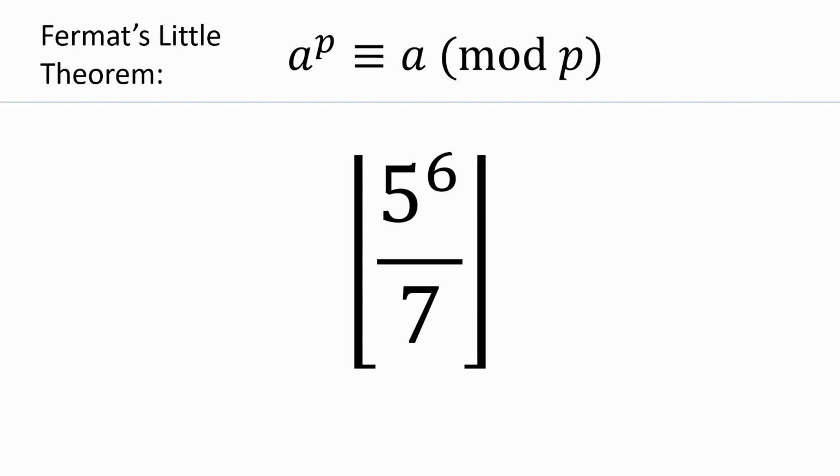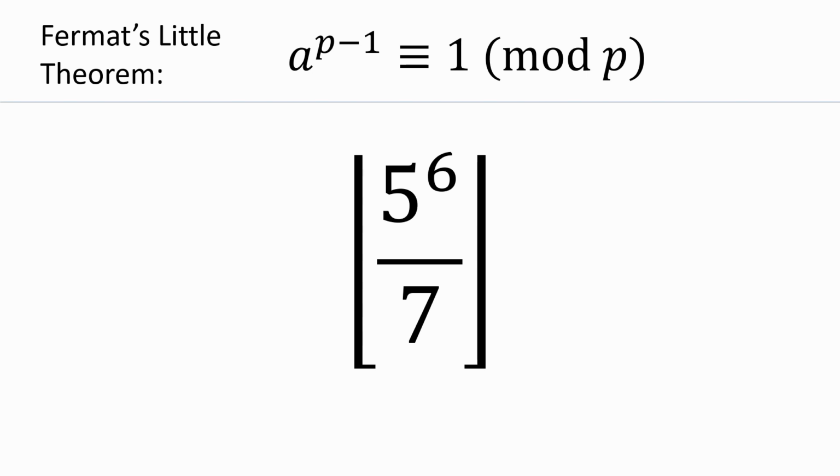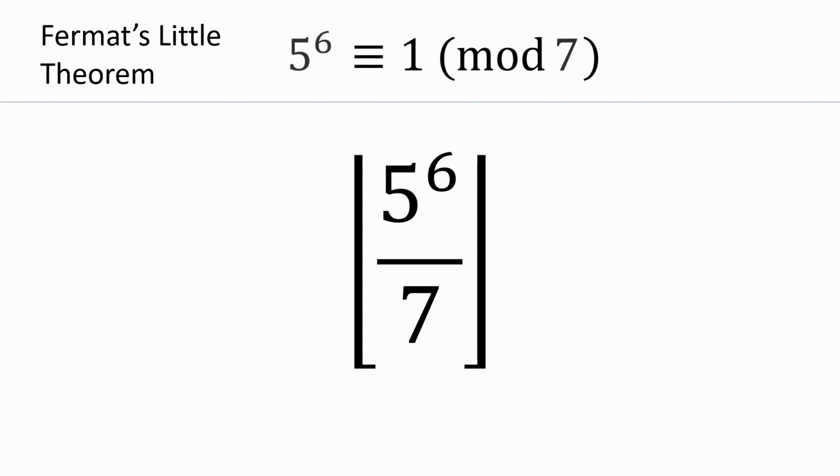But if we divide both sides of Fermat's Little Theorem by a, we get this. And that's exactly what we need. Since 6 is 1 less than 7, which is prime, and since we're dividing by 7, the theorem tells us on the spot, with literally no calculation involved, that the remainder is 1.